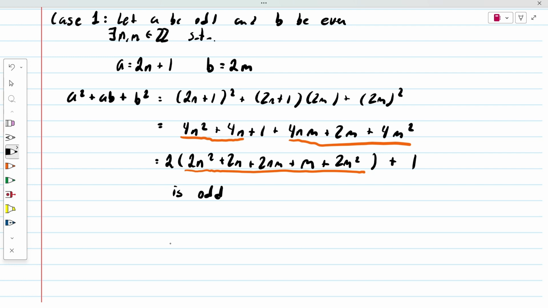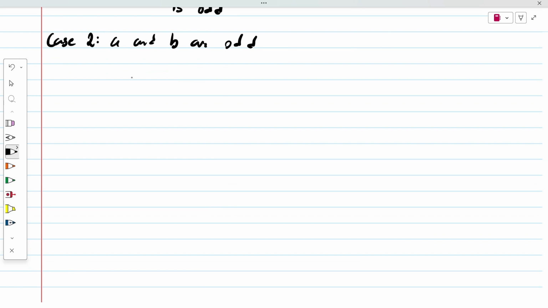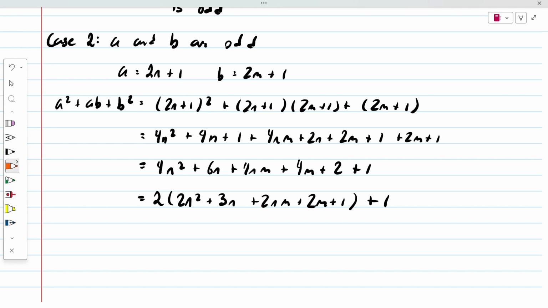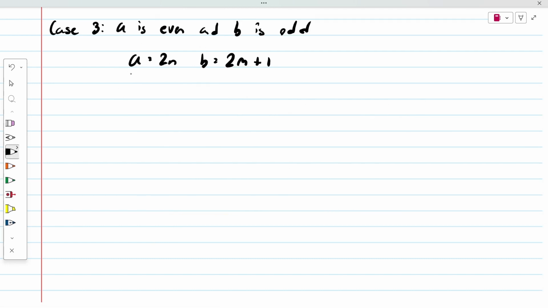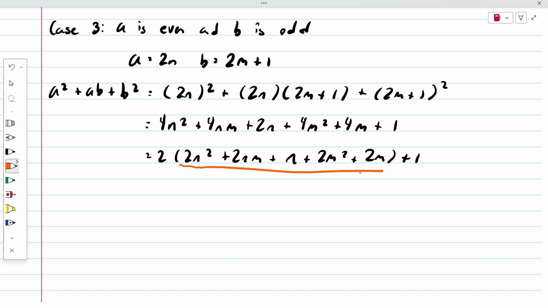Now we need to do the same thing for the other cases. So for case 2, if we let a and b be odd, then we have a being 2n plus 1 and b being 2m plus 1, and now they're both odd, and we can use the same steps to show that we get an odd number. After doing all that math, we can see that this right here is an integer, and we have 2 times an integer plus 1, so this expression is odd. Finally, for case 3, we have a is even and b is odd, and we can use the same steps to show that this expression is odd. We get that this right here is an integer, we have 2 times an integer plus 1, so this is odd.